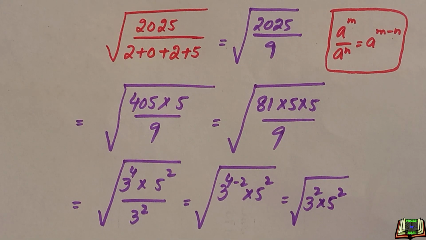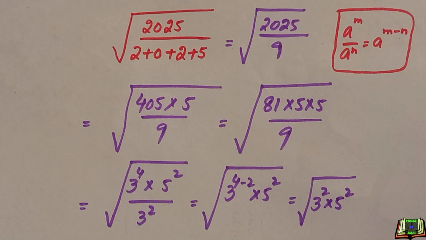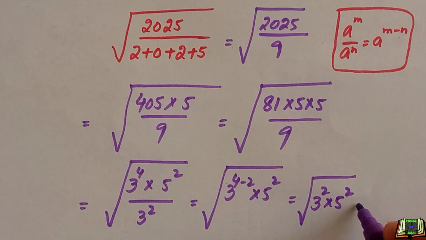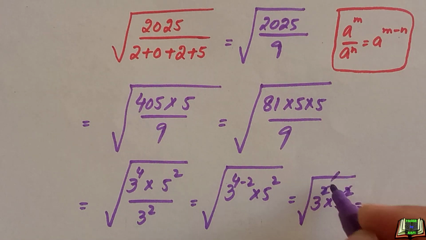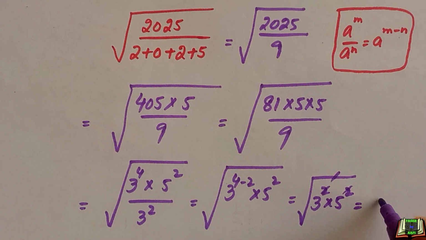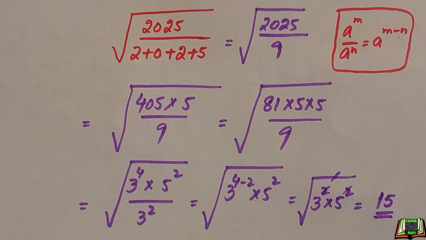Now square and root are inverse to each other, so they are going to cancel out this and this. We are left with 3 times 5 is 15, which is the required value of this radical expression. I hope it is clear.